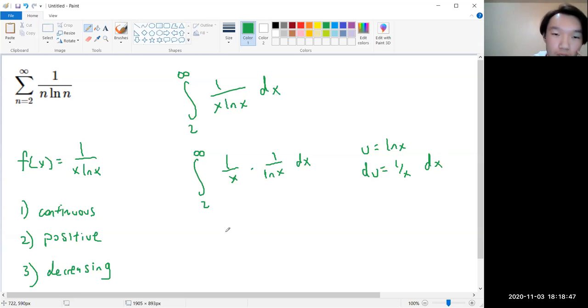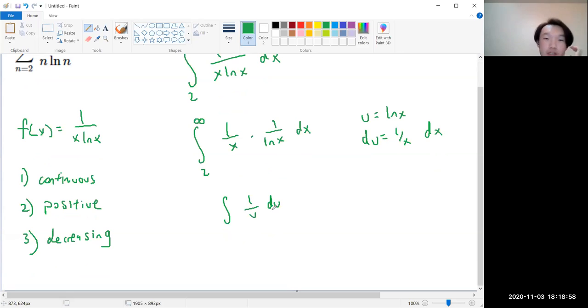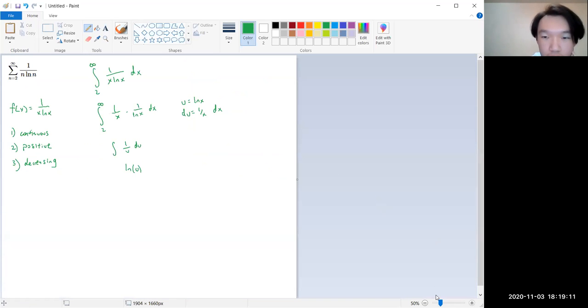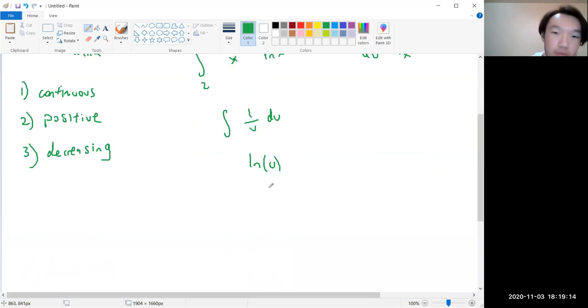So that means we could rewrite this as 1 over u du, right? And then the integral of 1 over u is ln of u. And then we can plug u back in. So ln of x. Evaluating this from 2 to infinity.